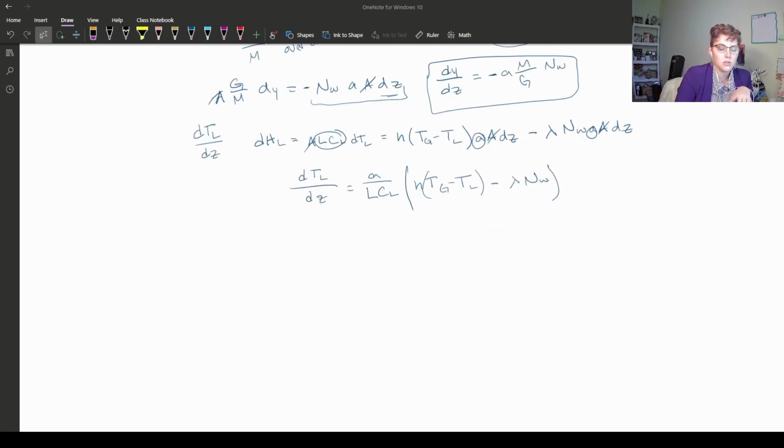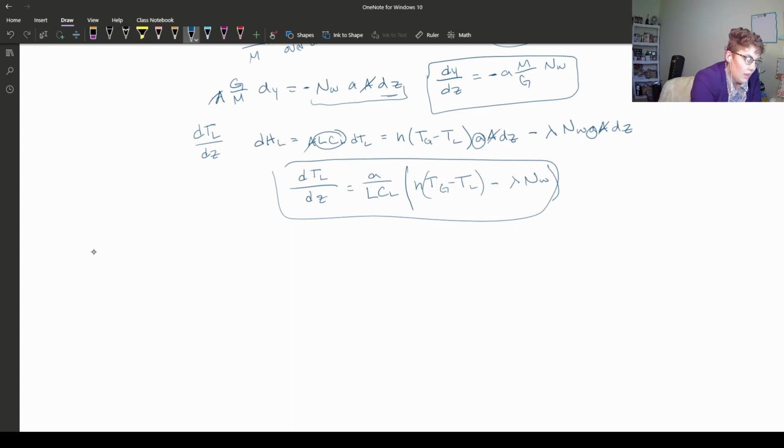Now that we have our second differential equation, we can go ahead and move on to our third. I'll box this in. And the way that we're going to solve for this third one is dependent upon the fact that the system is considered steady state. And what this means is that the change in enthalpy of the liquid should be equal to the change in enthalpy of the gas. And that is because that is steady state. So now we can go ahead and solve for our change in the enthalpy of the gas.